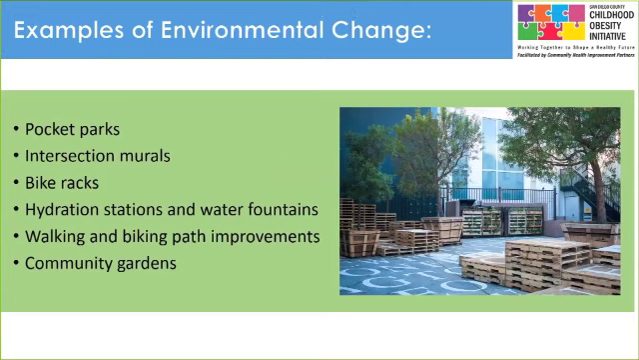Now I'm going to just briefly go through some examples of environmental change. Those can include placemaking projects that transform underutilized public spaces that benefit the community. In the photo, it's a pocket park that's currently in East Village, and so that's a great use to transform this space into somewhere that the community can use. In addition to that, funding can support community gardens, walking and bike path improvements, intersection murals, and pocket parks.